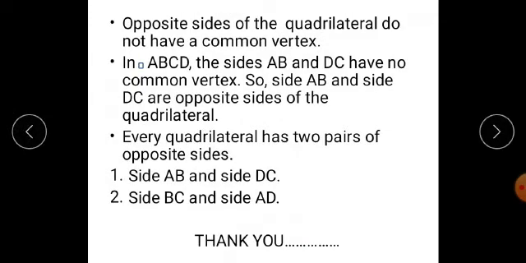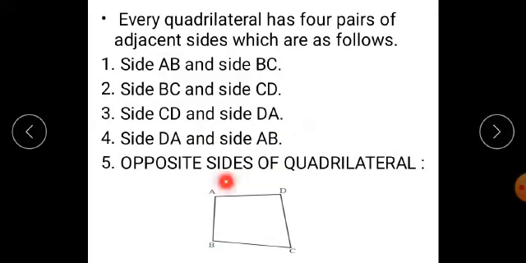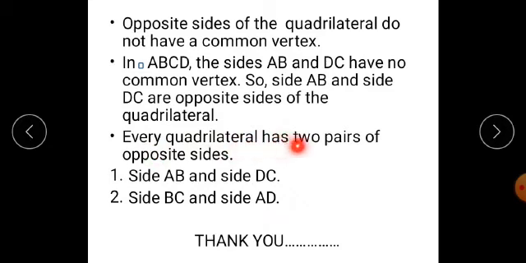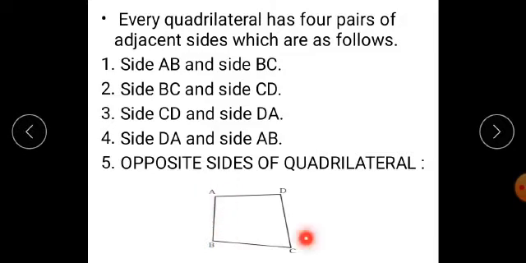Therefore, side AB and side DC are opposite sides of the quadrilateral. Every quadrilateral has two pairs of opposite sides. They are side AB and side CD. This is the first pair. And second pair is side AD and side BC.